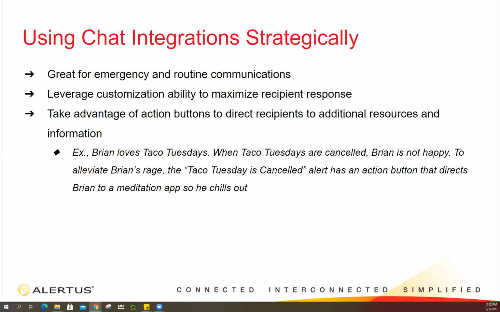So for example, Brian loves to use this one, so I'm going to use him in my example. Brian loves Taco Tuesdays. When Taco Tuesdays are canceled, Brian is not happy. To alleviate Brian's rage, the Taco Tuesday is canceled alert has an action button that directs Brian to a meditation app so he chills out, okay? You can have an action button sending users to NOAA or to their LinkedIn or Twitter page or something, somewhere that provides more information or pertinent information for the recipient.